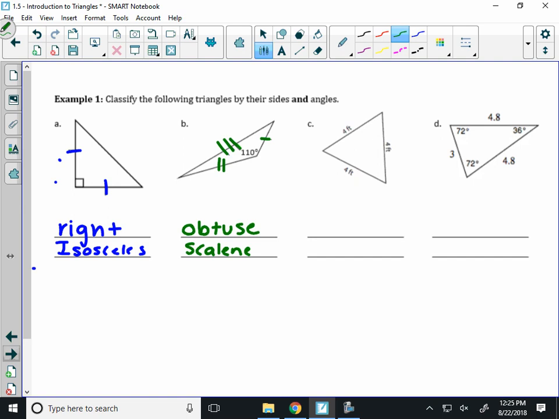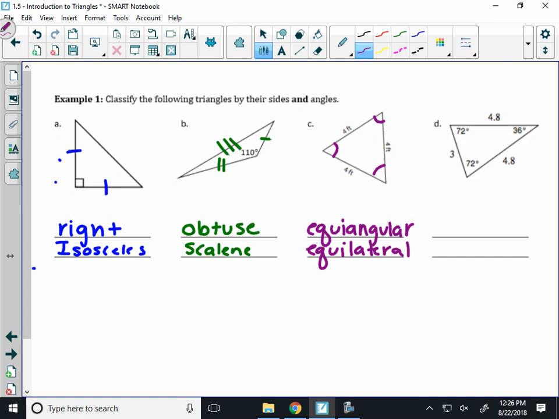What about C? What do we know about all the sides? Are the same, so we classify that as equilateral. What did we say? If it's equilateral, it's also going to be what? Equiangular. So those two go hand in hand. So it's equilateral, which also makes it equiangular. And if it helps, make those little arcs. All three sides are the same, so all three angles are automatically going to be the same.